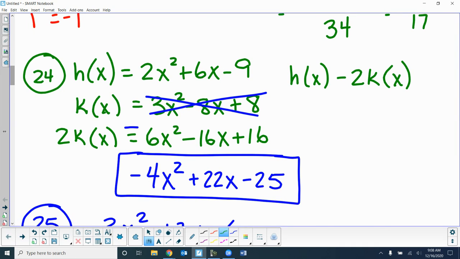So what we did, we said this was the problem, do this. And they gave you the two functions. So you double the K, all the numbers in the K. So 3 became 6, -8 became -16, and 8 became 16. And then it says just subtract. So I just subtracted the 2K from the H to get that.